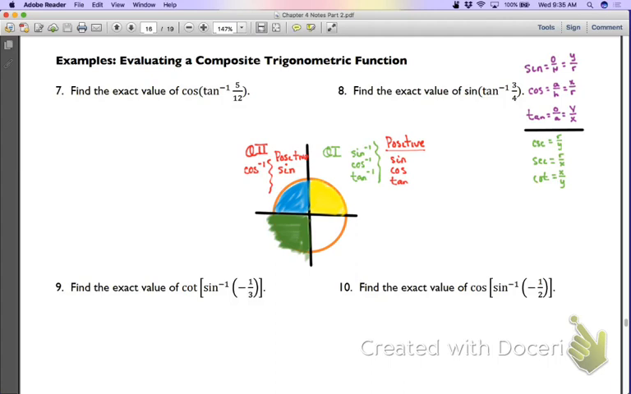Then the last one we have down here in quadrant 3, or excuse me, 4. What am I doing? There we go. Down in quadrant 4, what inverse functions can be on that right side of my graph? Sine and tangent. So I can have inverse sine down here, and I can have inverse tangent down here. What is always going to be positive in quadrant 4? Cosine.